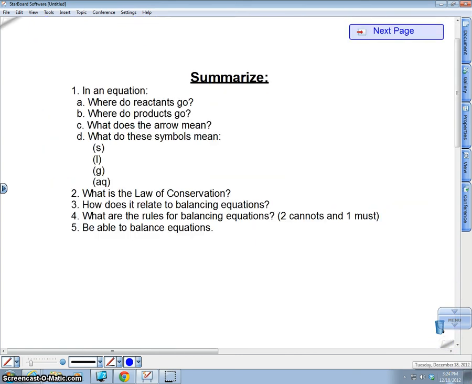So here's what you should have in your notes. You should know these things, and you should have these things in your notes, including example problems for balancing equations. If you do not have these things, please go back, listen again, and write these things down.